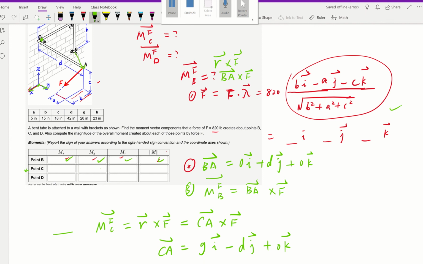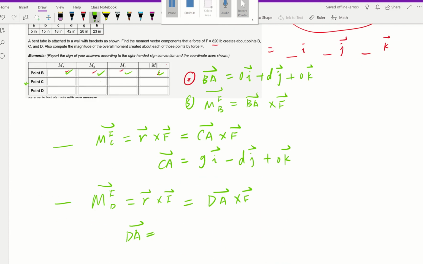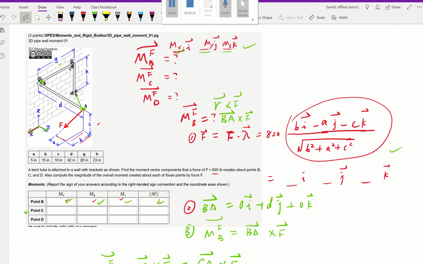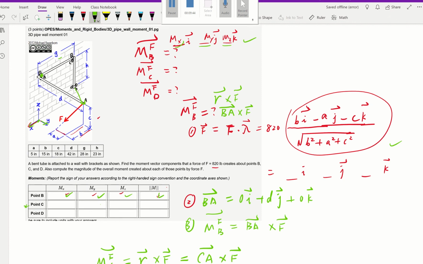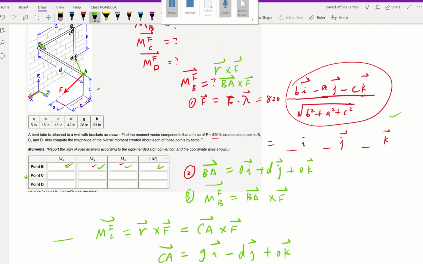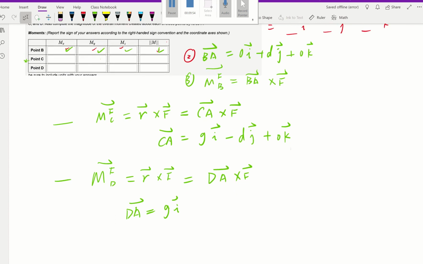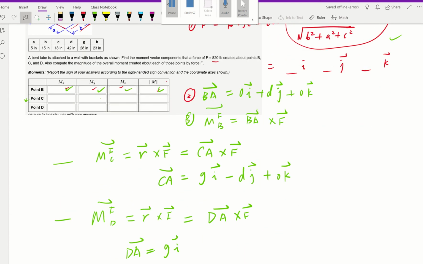DA is going to be A minus D. Again, A minus D in terms of X. A is ahead of D. How much ahead? That's G. So it's GI. Now let's look at Y. A minus D. A is ahead of D. And how much ahead? This D right there. So it's A minus D, so it's plus D J.